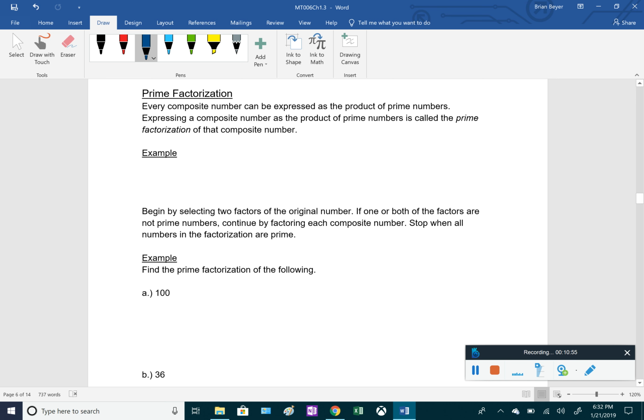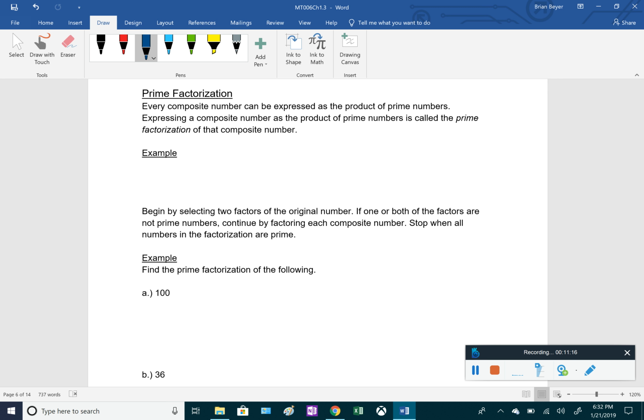So for the next thing, we're going to be using that concept here for composite numbers, for prime factorization. Every composite number can be expressed as the product of prime numbers. When we express a composite number as the product of prime numbers, this is called the prime factorization of that number.